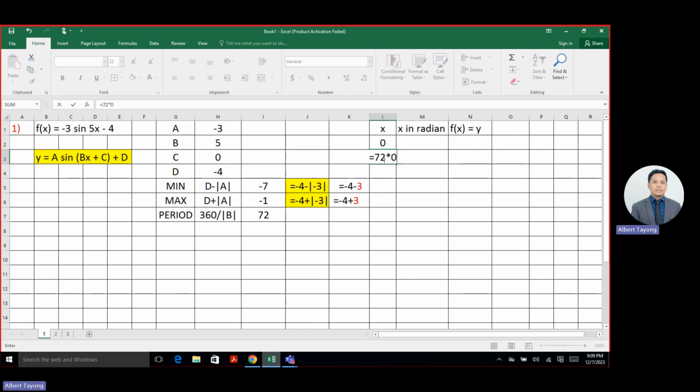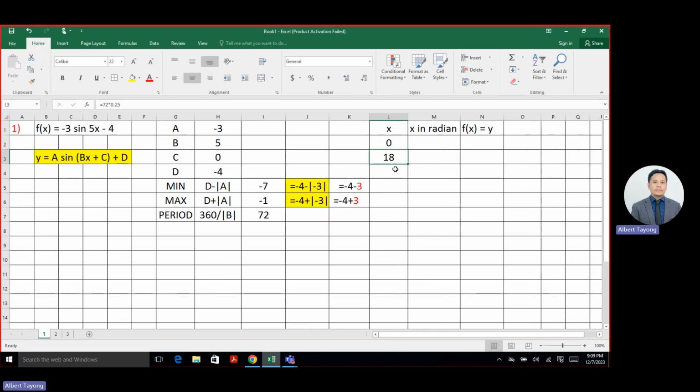multiply 0.25. So as you can see, the difference is 18. So you can have this equals 18 plus 18, 36 and drag it down. Okay. Or you can change this by having 72 times 0.5 to become 36.